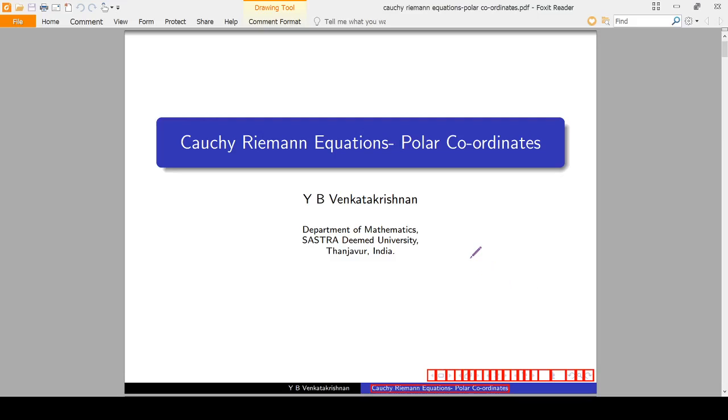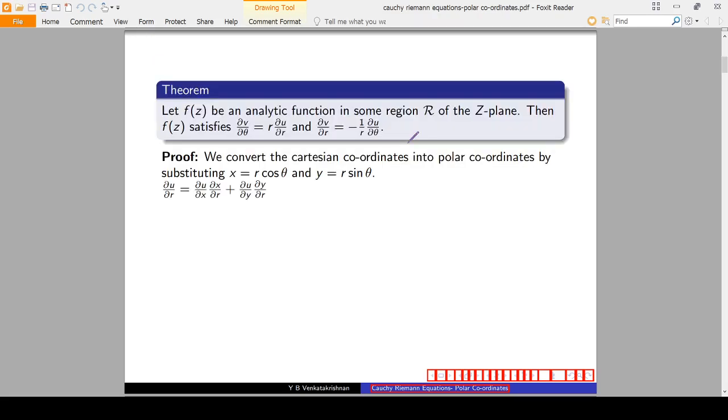Now we will prove or find the CR equations in polar form. The necessary condition for the function f of z to be analytic in polar form is given here. Dou v by dou theta is equal to r into dou u by dou r, and dou v by dou r is equal to minus 1 by r dou u by dou theta.